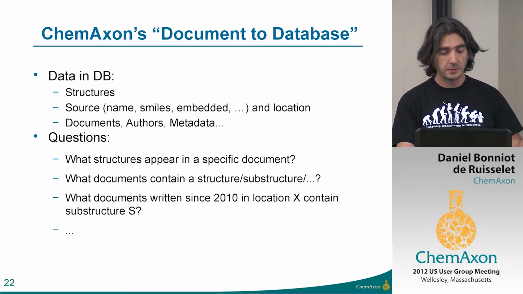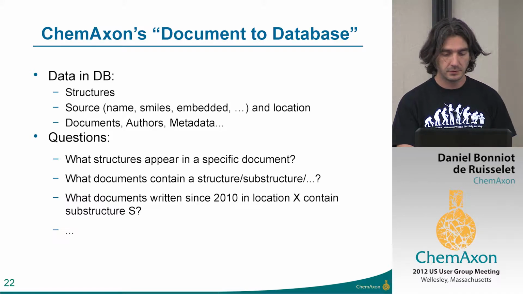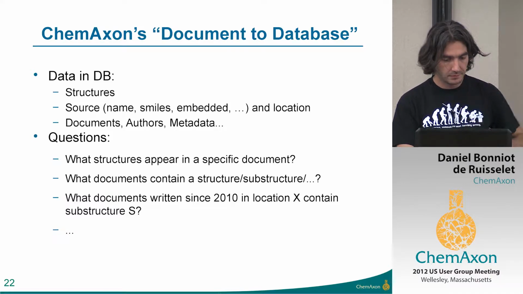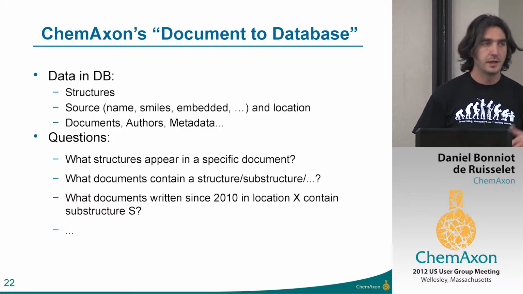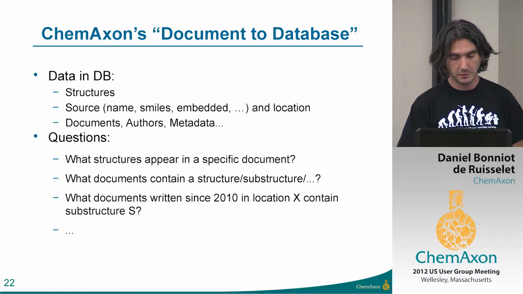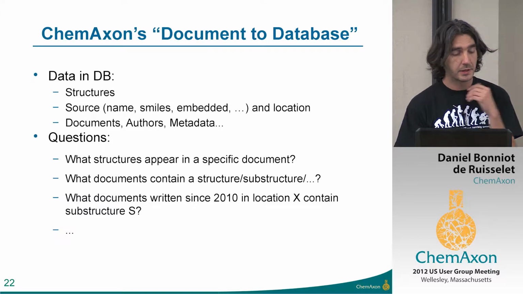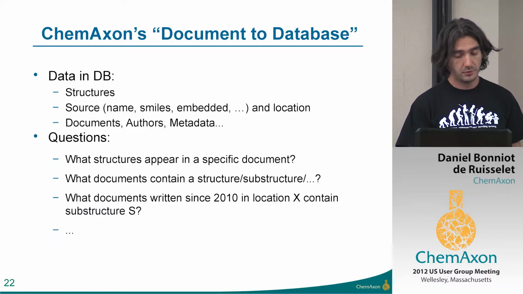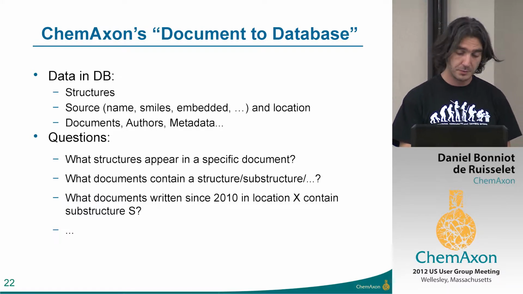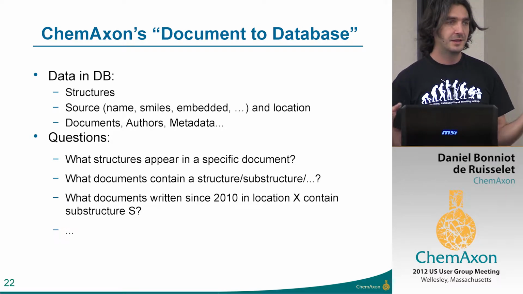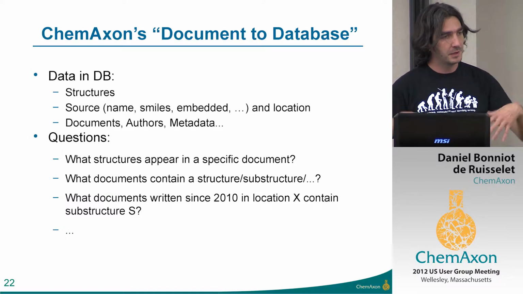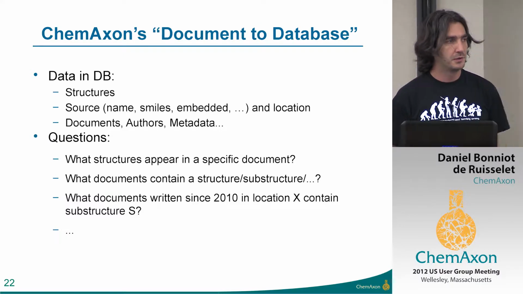So the data in the database is a list of structures, the source, how it was converted from name or SMILES or embedded documents, structures. And it has metadata about the document, about the author of the document, and you can configure those things depending on your setting. And then you can ask questions about which structures appear in which specific document, or what documents contain a certain structure, what documents written in 2010 in location X contain substructure S. And basically, depending on how much metadata you can pull, then you can build your own queries.